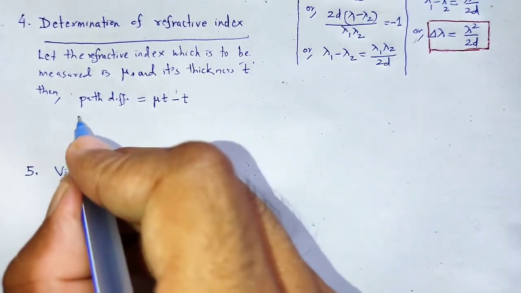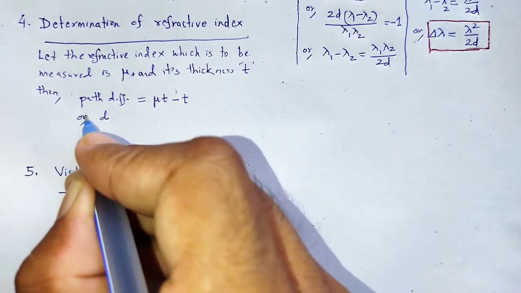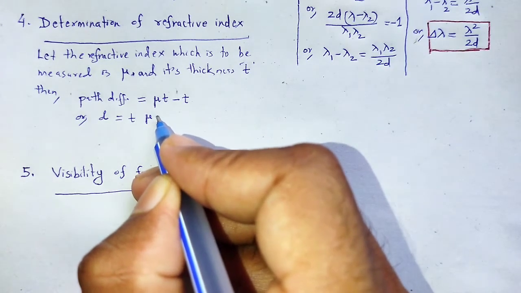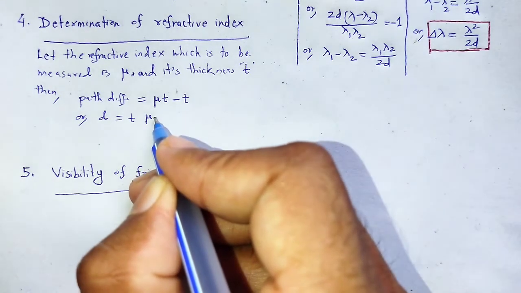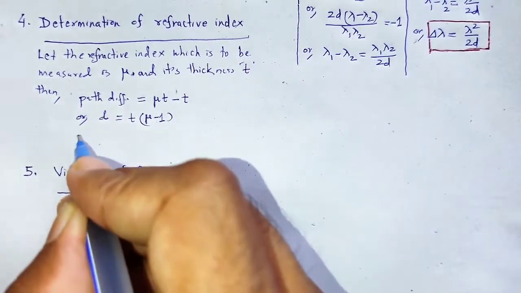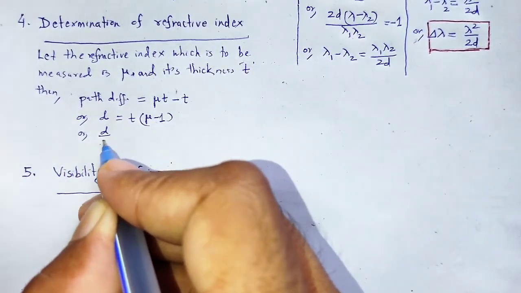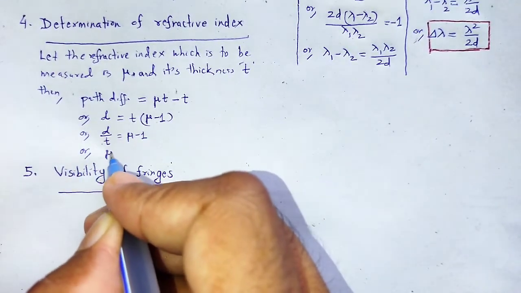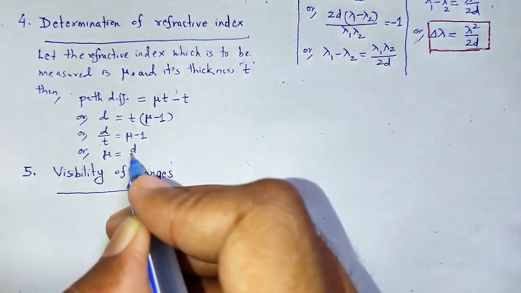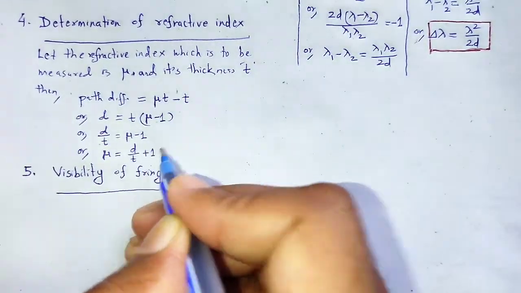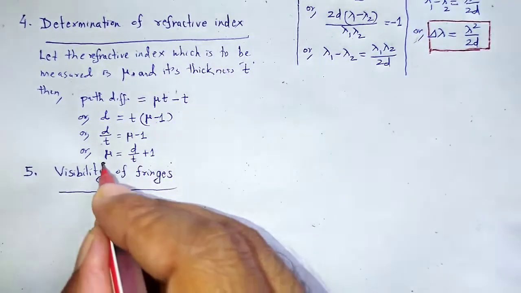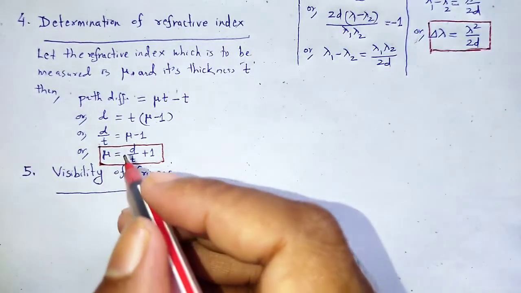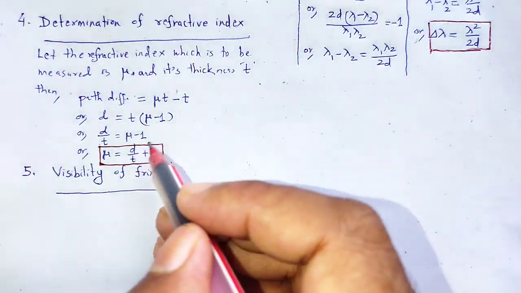Let the path difference be small d, which is equal to, taking t as common, (mu minus 1) t. So mu minus 1 is equal to d by t, or mu is equal to d by t plus 1. In this way, we get to know the refractive index when we get the values of d and t.